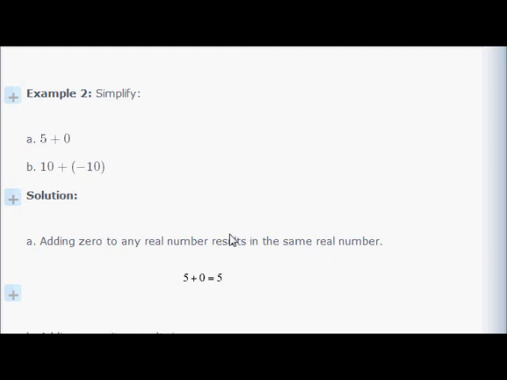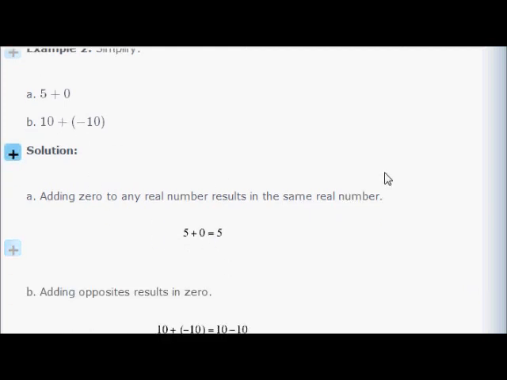5 plus 0. Adding 0 to any real number results in the same number. So you're starting with something that's 5 spots to the right of the origin. Adding 0 means you're moving 0 places away from it. When you move 0 places away from somewhere, you're really not moving anywhere, so you're still at the 5.